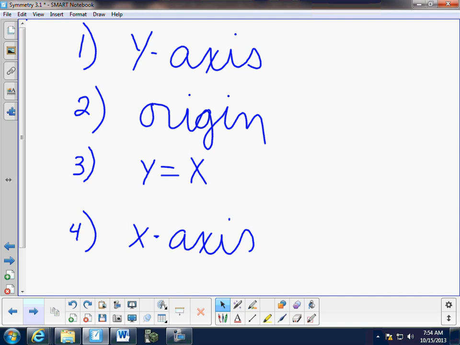The book also does the line y equals negative x, and you might see that in some homework kinds of things. Don't worry about that part. It just doesn't come up very often.